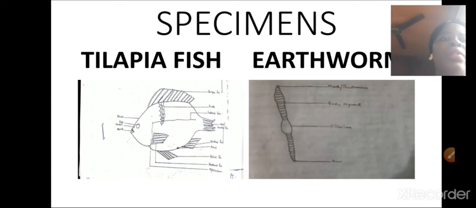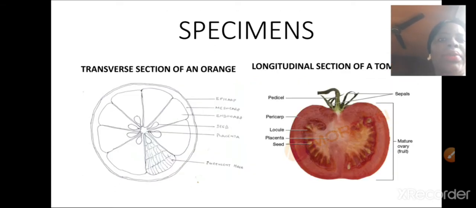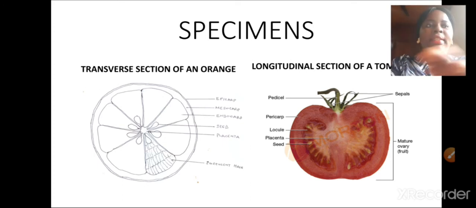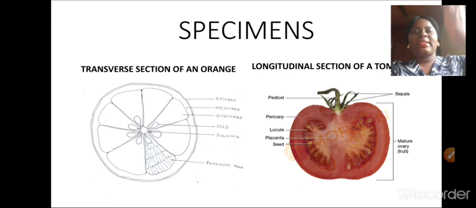So look at this specimen also. Transverse section of an orange. It means you cut horizontally. You cut what? Horizontally. And when we talk about vertical section, you cut vertically. You cut what? Vertically.